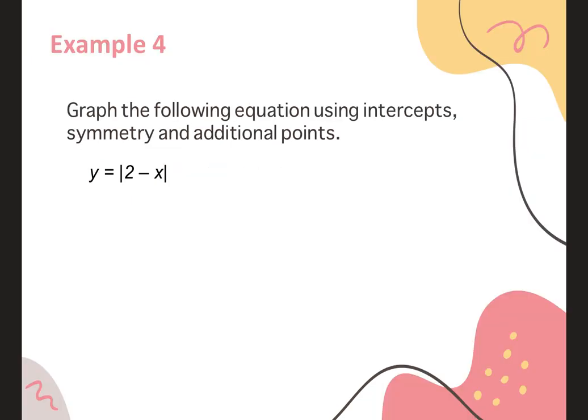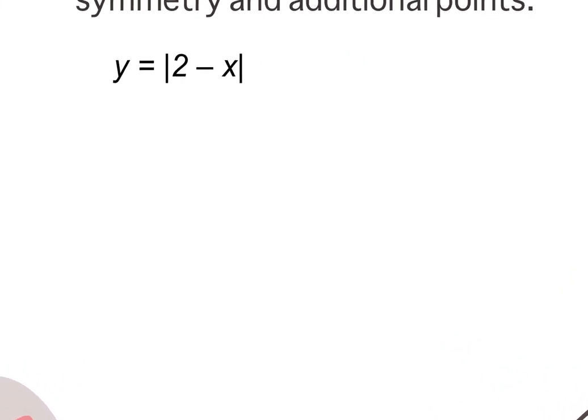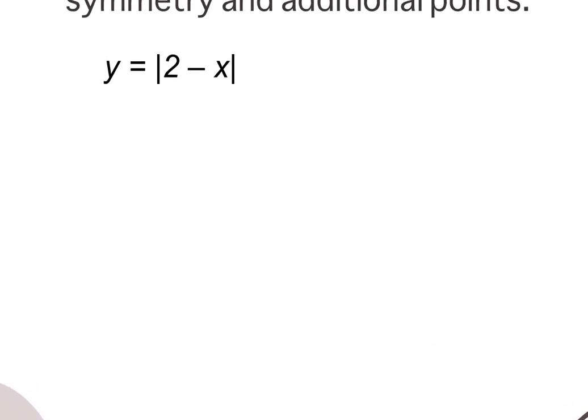Let's go to example 4. It says graph the following equation using intercepts, symmetry, and additional points. So we're going to start with our intercepts. I'll start with my x-intercepts. Actually, let's start with the y-intercepts. Those are the easy ones. How do I find the y-intercept?